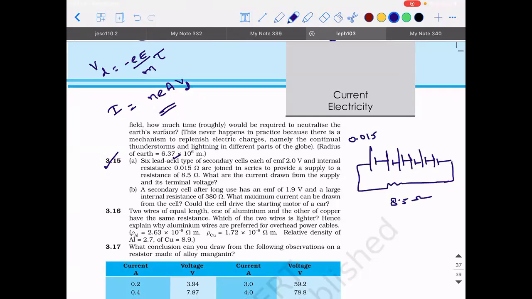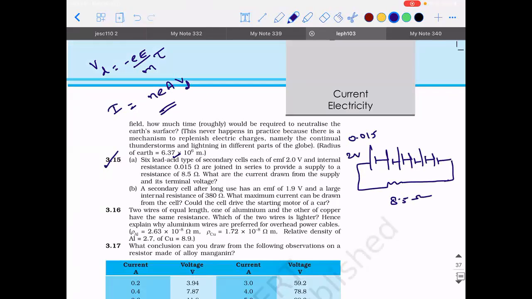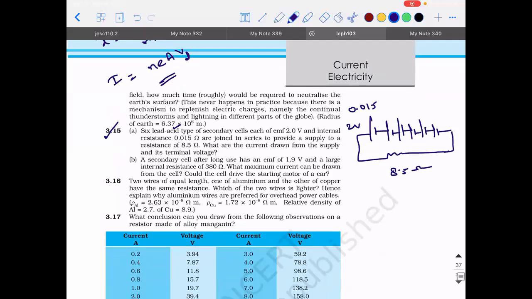So how to proceed, guys? Tell me. So what will be the net EMF? Since they are asking what is the current, I is equal to E net divided by R net, accepted. So what is the value of the net EMF, guys?